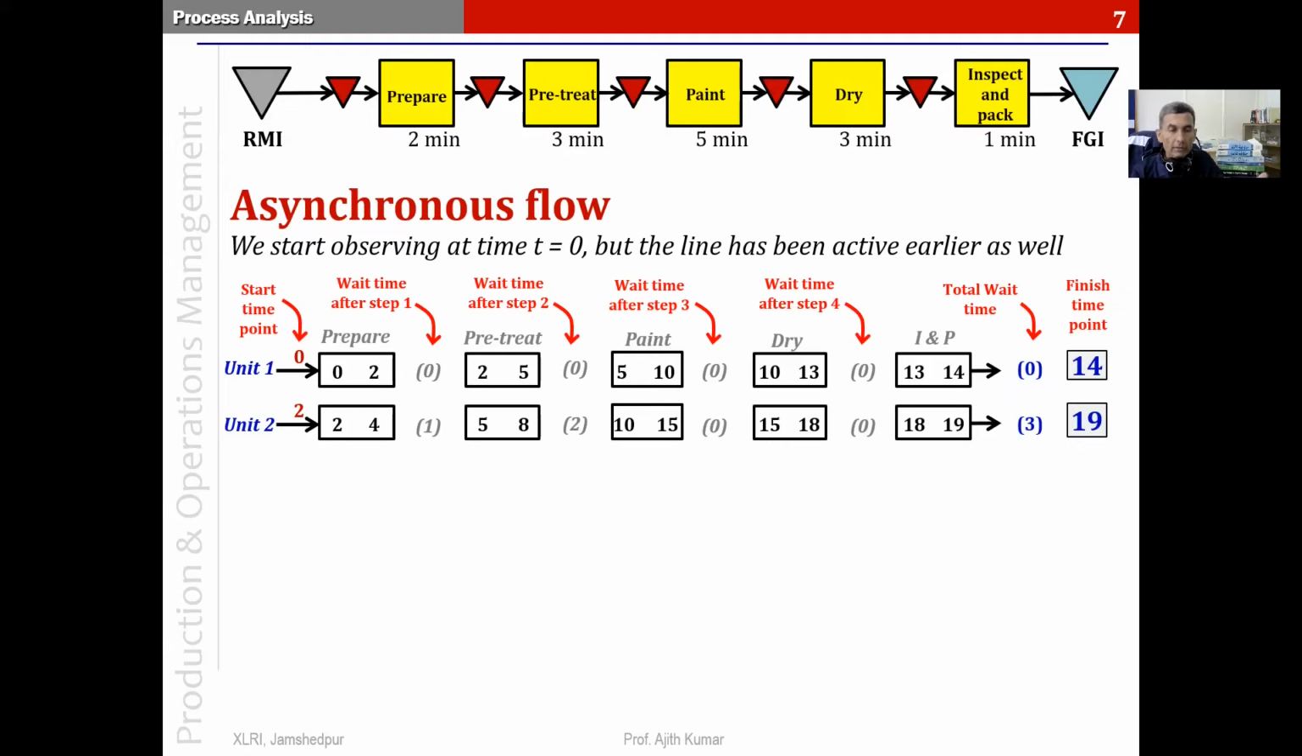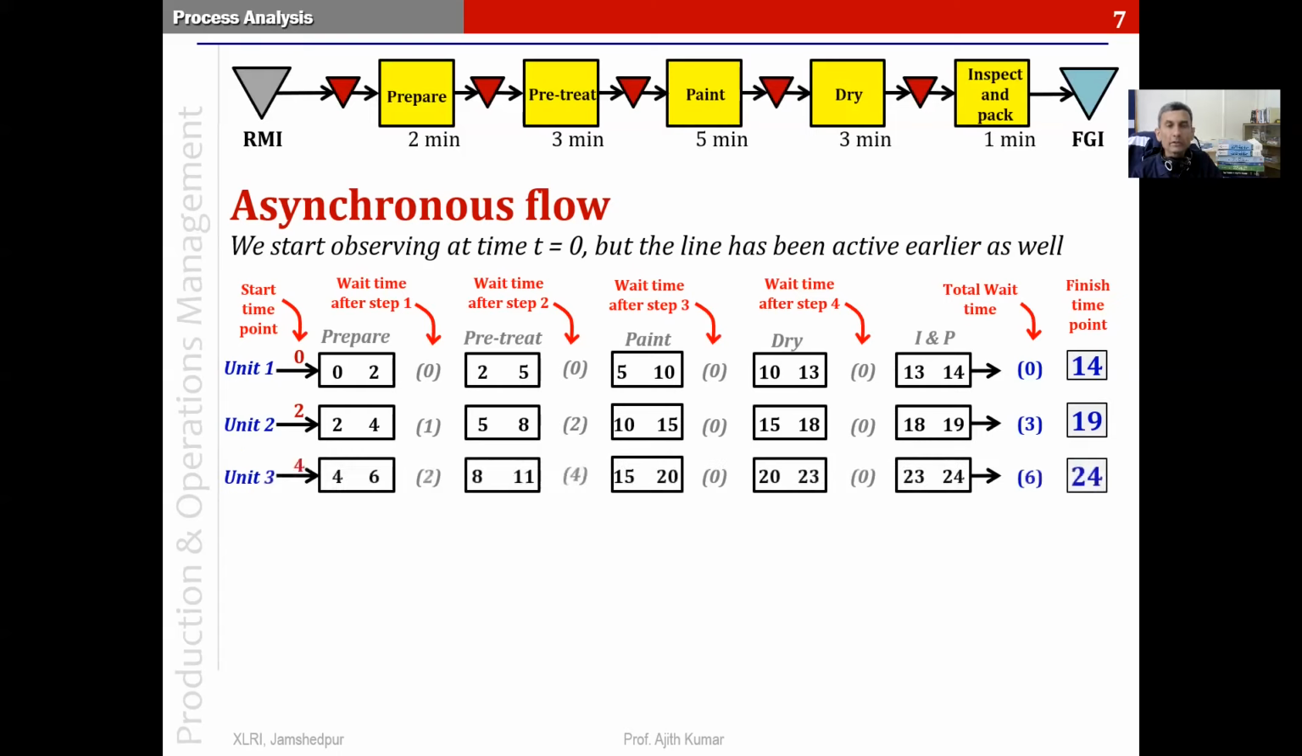Now, if you look at how unit 2 moved through this process, you can see that it waited in front of 2 steps, but did not have to wait in front of the next 2 steps. So it waited for a total of 3 minutes in the entire process.